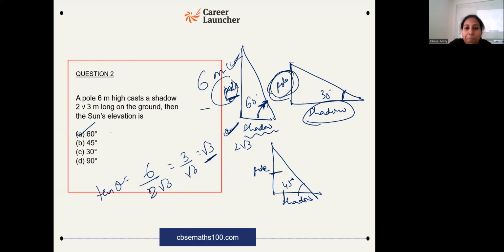Here, if the pole, the opposite side, is smaller than the adjacent side, logically this should be 30 degrees, smaller than 45. Opposite and adjacent equal. That means tan theta is 1. Opposite and adjacent equal. Pole is equal to shadow. Angle will be 45.